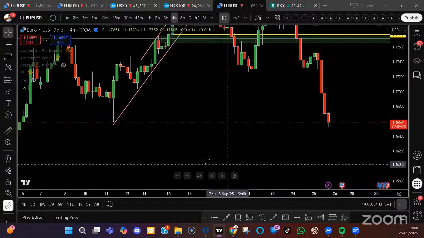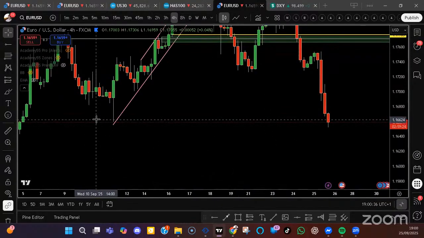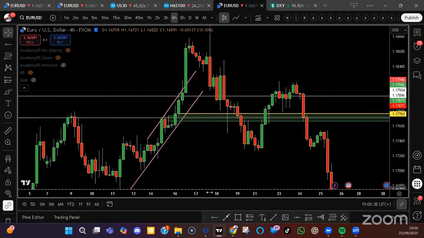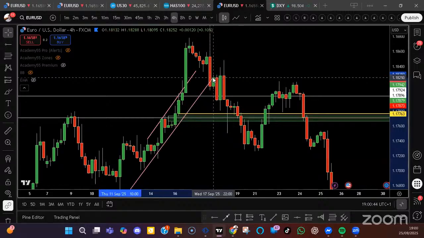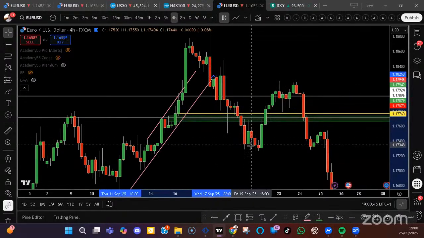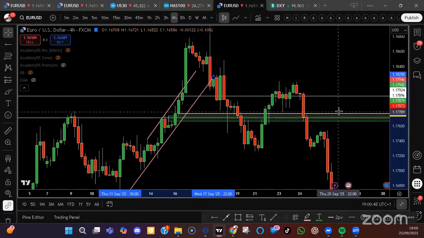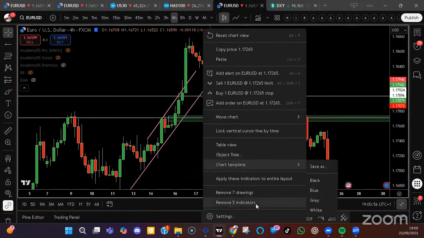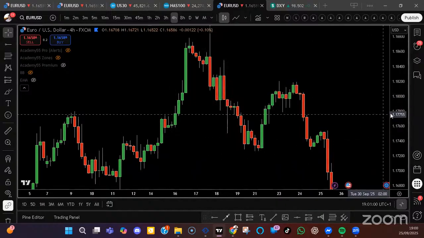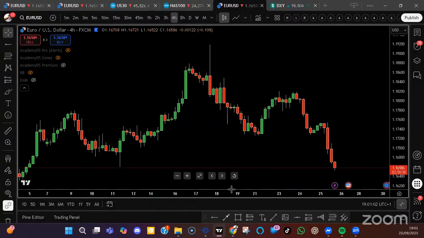Now on the 4-hourly time frame, see it broke that and then followed on down. I'm going to do away with that. These are old. Actually, I'll do away with all of it. Remove all the drawings because they're at least 10 days old, because I'm just back off my holidays.